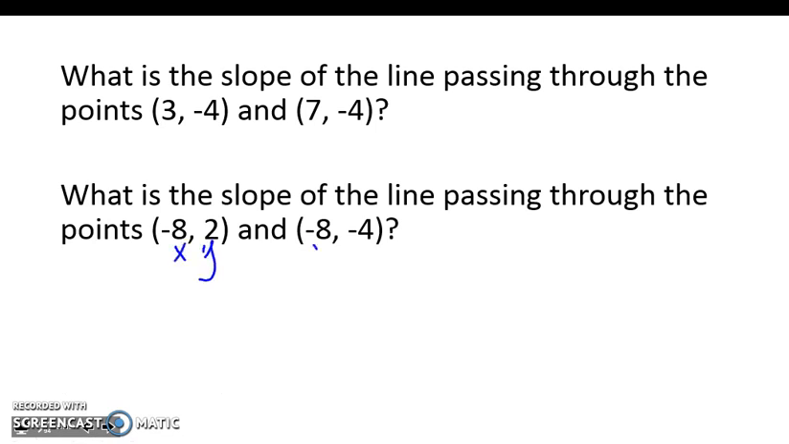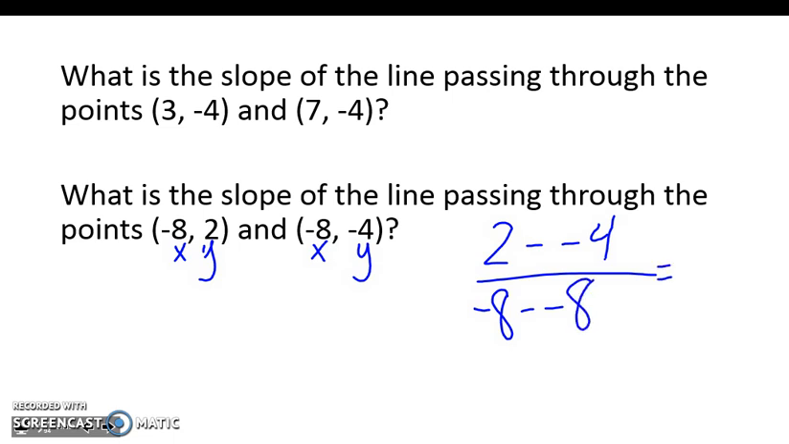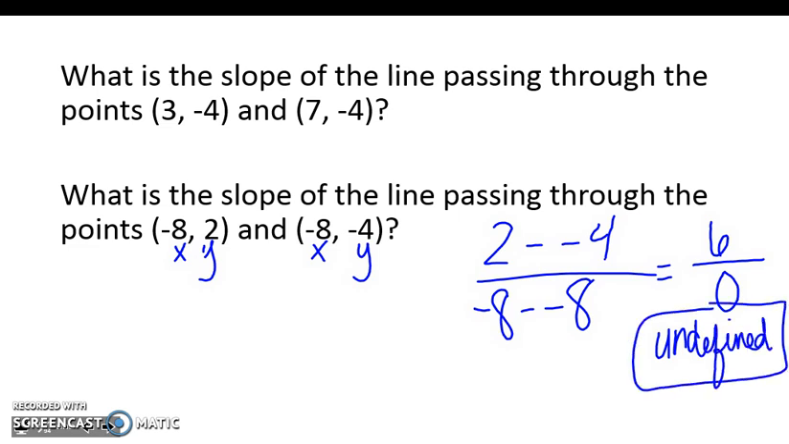So real quick, x, y, x, y. So I have 2 minus a negative 4 over negative 8 minus a negative 8. So I get 6 over 0. So when the 0 is on bottom, and you can type this in, 6 divided by 0, and your calculator is going to tell you that there's an error. So that should tell you that this is an undefined line, and that's going to be our final answer. You might see it written like that also.